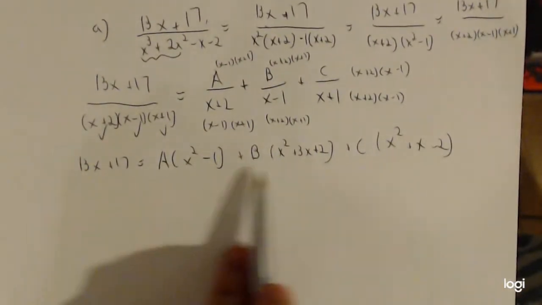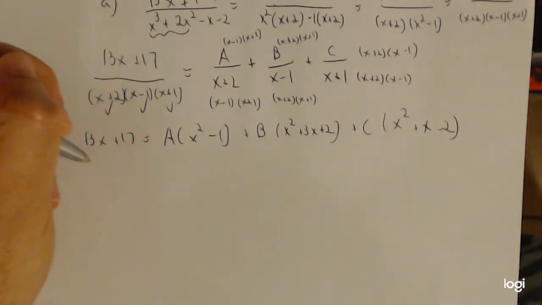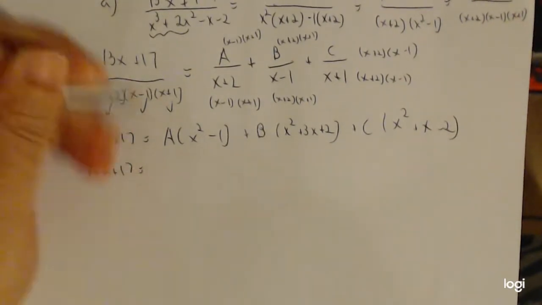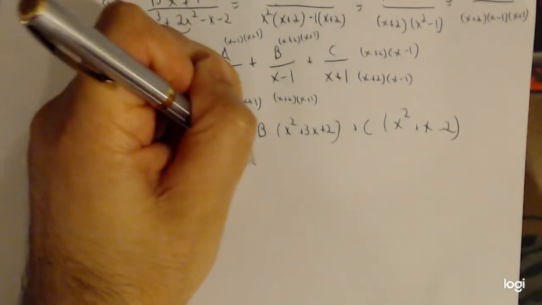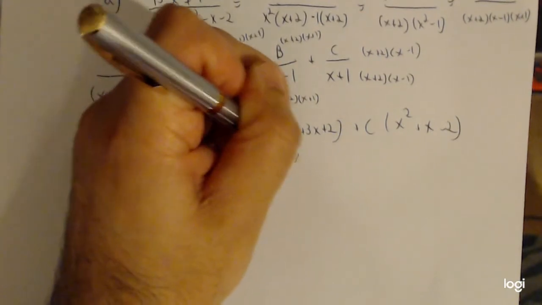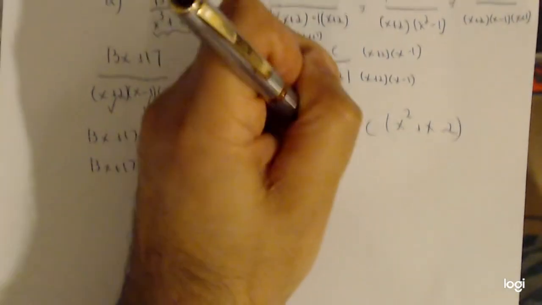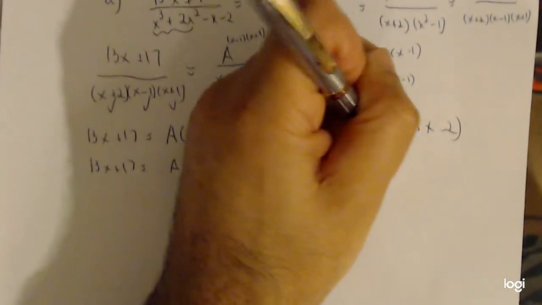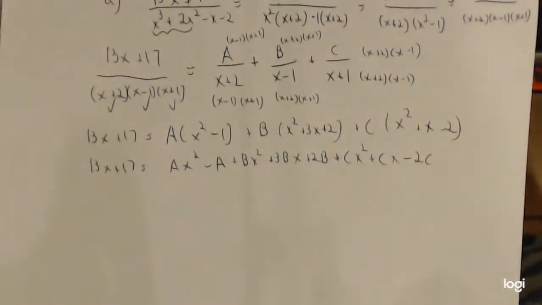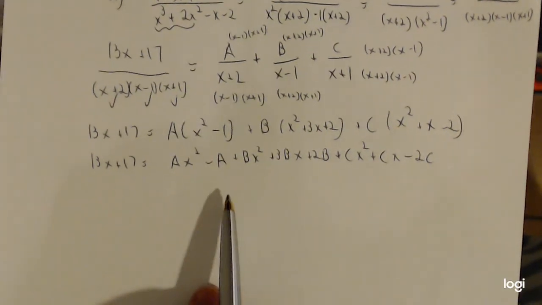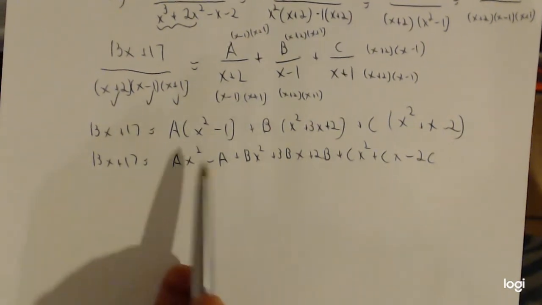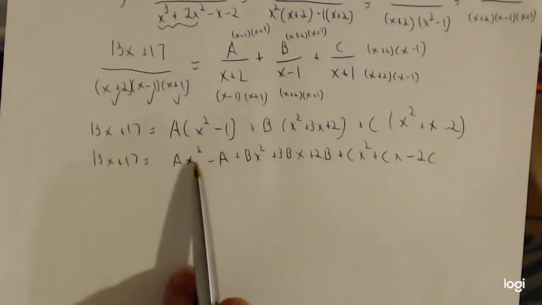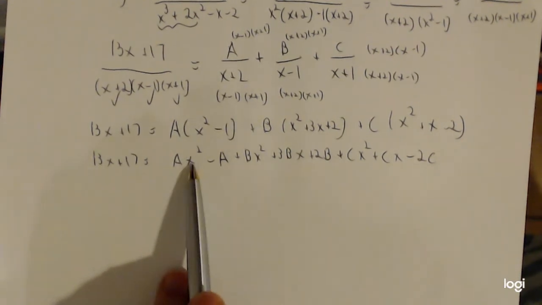Now we're going to distribute the a, b, and c. So then what do we have? 13x plus 17 equals ax squared minus a plus bx squared plus 3bx plus 2b plus cx squared plus cx minus 2c. Okay, now that I've distributed these, my goal is to group all the like terms. And what are my like terms? It's all the variables. So when I'm trying to combine the x squareds, I want to go after everything that has an x squared.